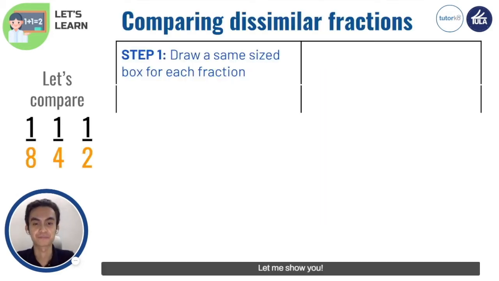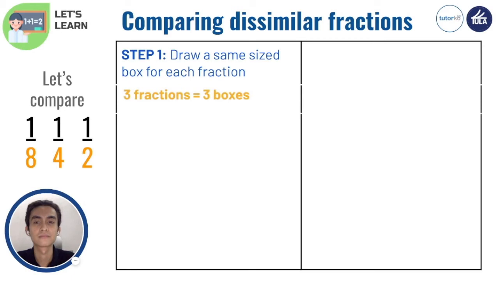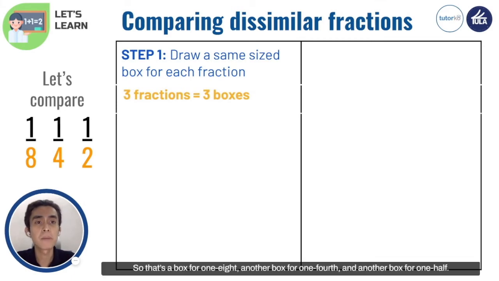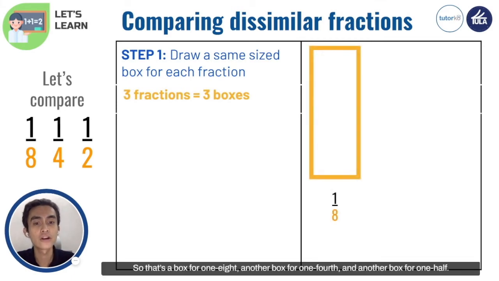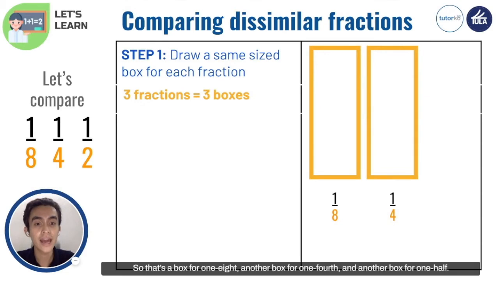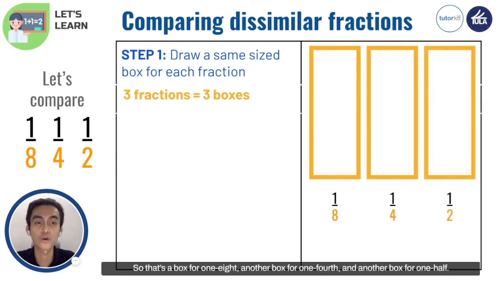Let me show you. Step 1, draw a same size box for each fraction. We have 3 fractions, therefore we have to draw 3 boxes of the same size. So that's a box for 1/8, another box for 1/4, and another box for 1/2.